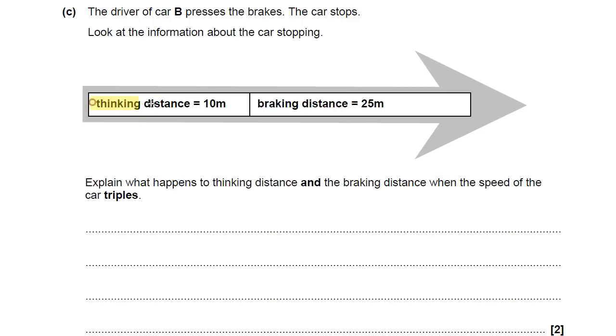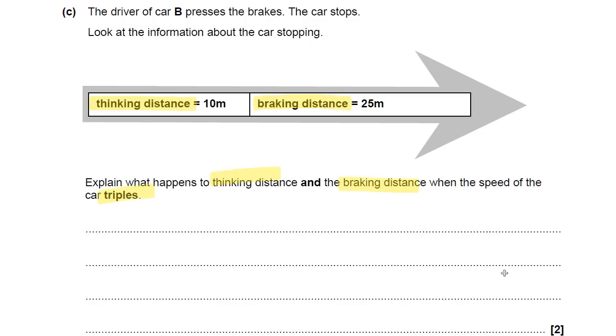So this thinking distance is the distance the car travels whilst he's making the decision to press the brake. It's like saying it's the distance the car travels during his reaction time, if you like. And the braking distance is the distance the car travels whilst the brakes are doing the mechanical work of actually slowing down and stopping the car. So, explain what happens to the thinking distance and the braking distance when the speed of the car triples.